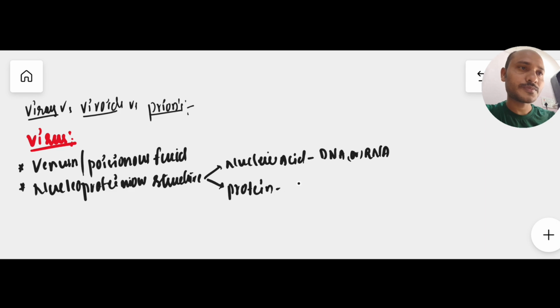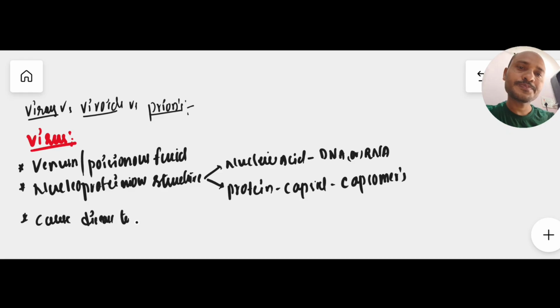Here the protein is the outer part around the nucleic acid, and the protein is called the capsid. These capsids are generally made up of small subunits called capsomers. Now, viruses cause disease to plants, animals, including human beings also.